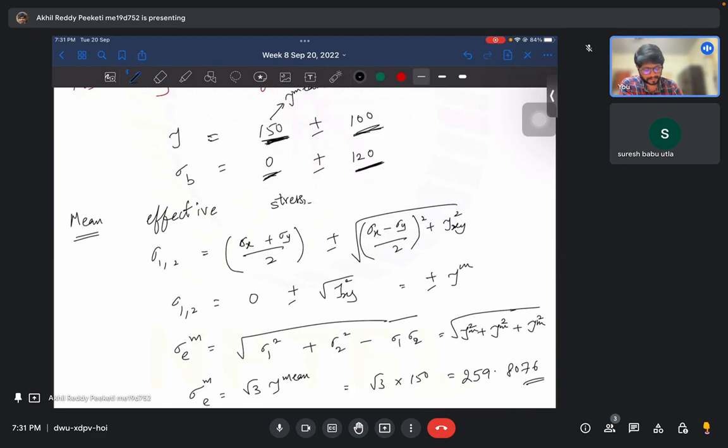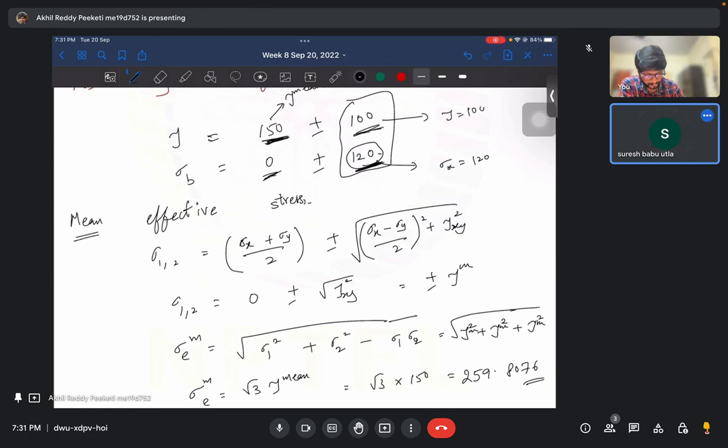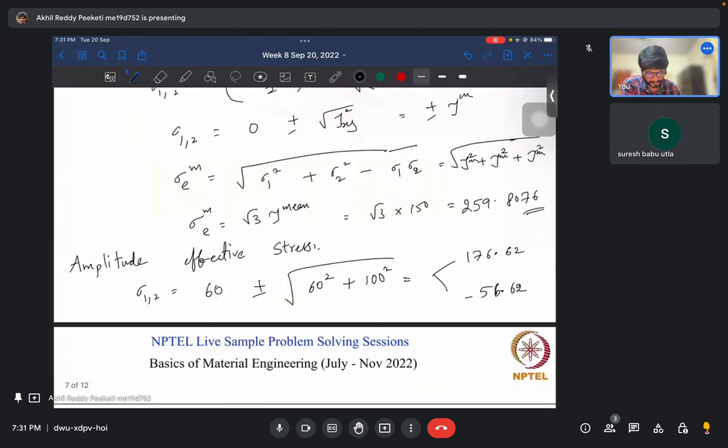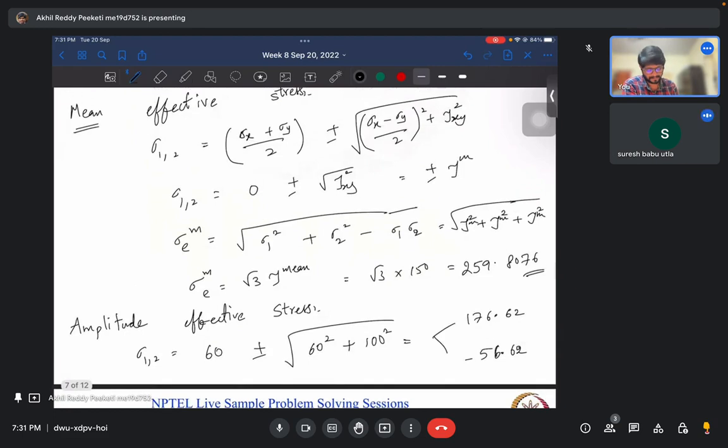Okay, now again effective, so sigma x is this 120, right, and sigma y is 0. Yeah, so I am talking about amplitude means these two things. Tau is 100, sigma x is 120 for amplitudes. Okay, yeah, that's okay, because we have written the formula before only.